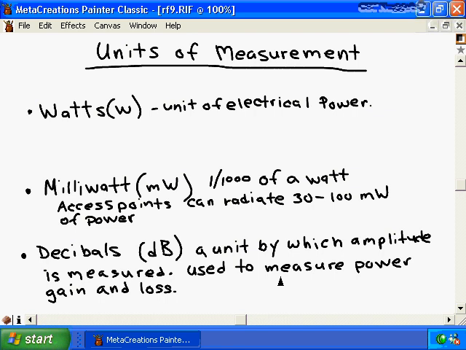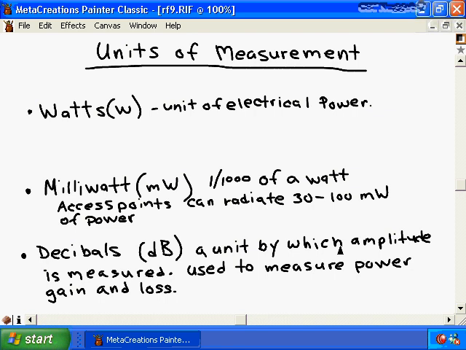Now, something to take note of is that power gain and loss are measured in decibels and not in watts, because decibel is a relative measurement. Decibels measure amplitude on a logarithmic scale versus a linear scale. Okay, so what does that mean?